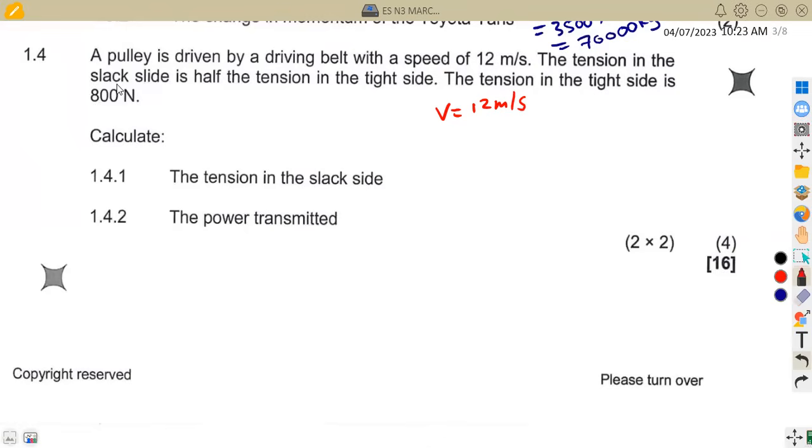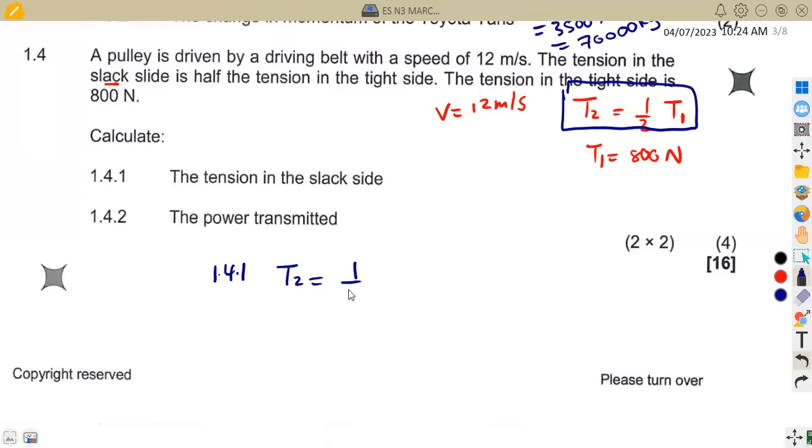The tension in the slack side, which is T2, is half of the tension in the tight side, which is T1. The tension of the tight side is 800 Newton. So given T1 is 800 Newton, the question is to calculate the tension in the slack side, which is T2. So from this information, T2 is equivalent to half of T1.